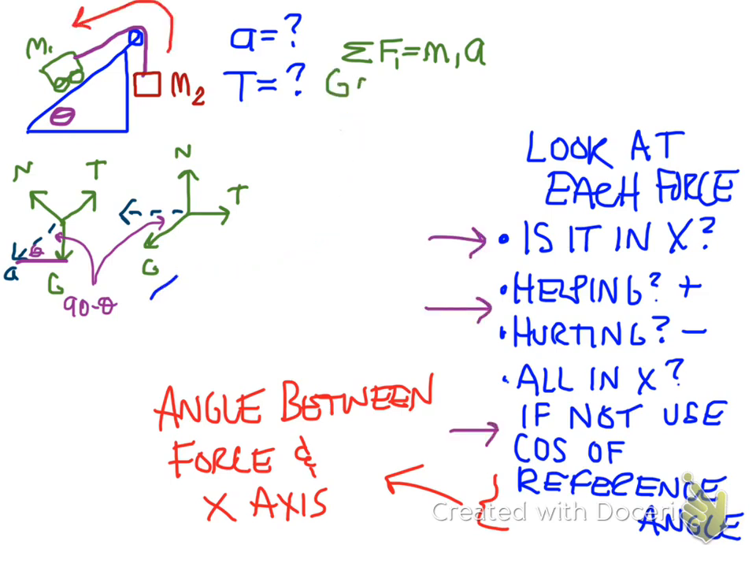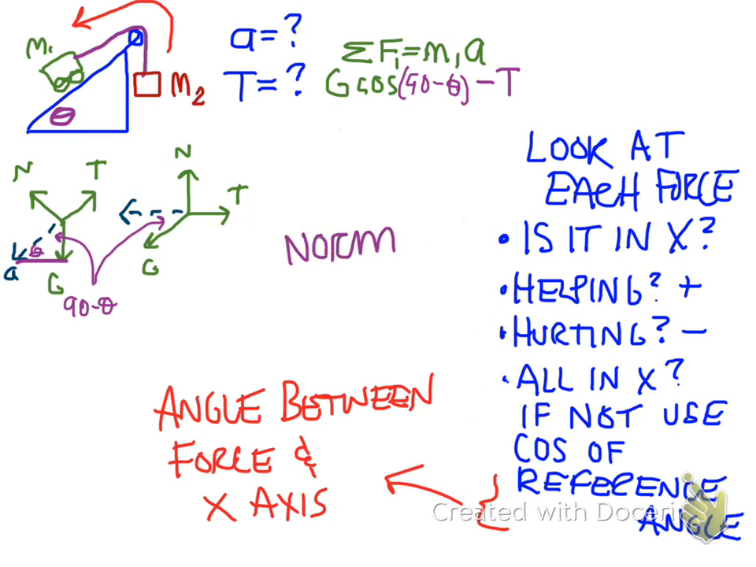So we have gravity. Is it in the x? Yep, it's helping. And the angle is 90 minus theta because it's not all in the x. Now we look at tension. Is it in the x? Yes. Is it helping or hurting? Tension's hurting the motion of that, so we have a negative sign. Is it all in the x? Yes, it's all in the x, so I don't have to worry about anything. The normal force. Is it in the x? Nope. So we don't even need to use it. And that equals mass 1 times acceleration.